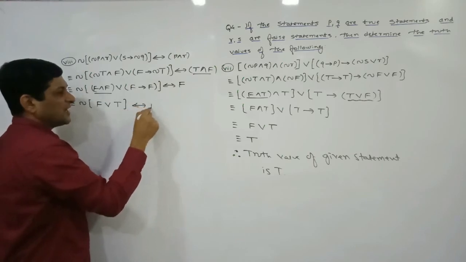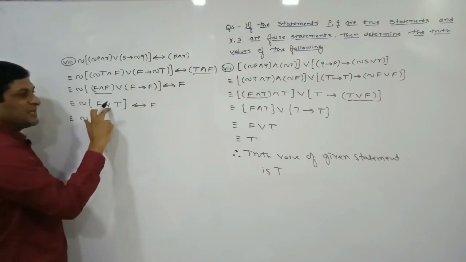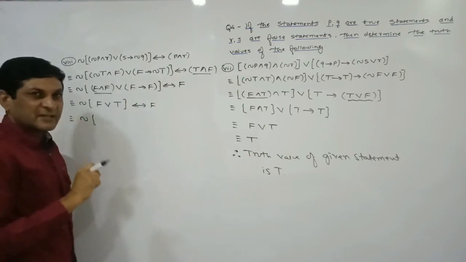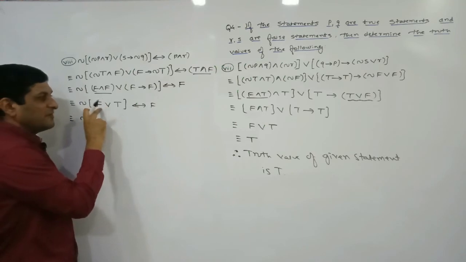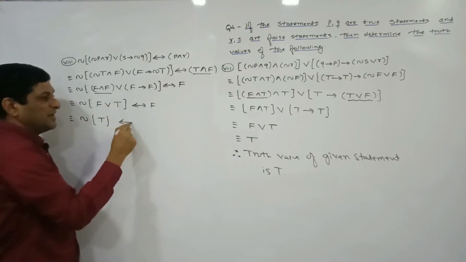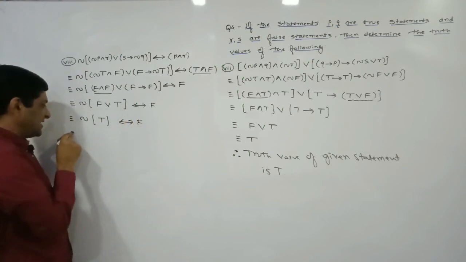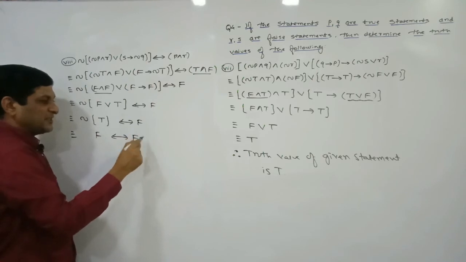Double implication F, keep it as it is. Negation of. Now in case of OR, if at least one statement is true, result will be true. So here negation, here value of this bracket will be true because one statement is true. Double implies F, keep it as it is. Now negation of true will be false. False. Double implies false.